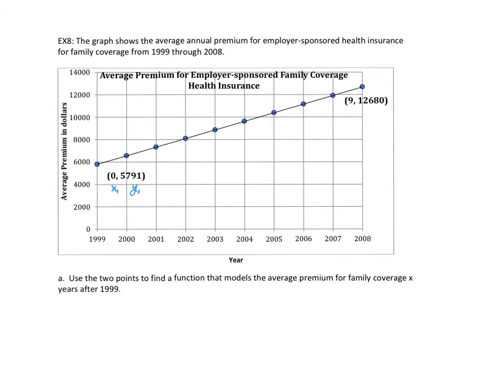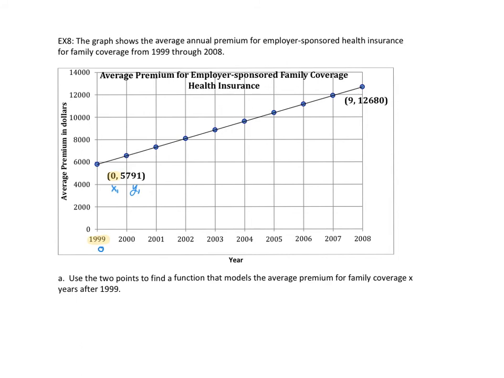It doesn't make sense for the x value to be 0. What does that represent? So I'm going to look at this graph and look at where we're starting. We're starting at the year 1999. At that point, my x value is 0. So that tells me in 1999, the x value is actually 0, which is why this is (0, 5791).